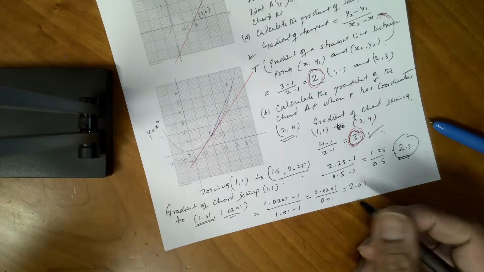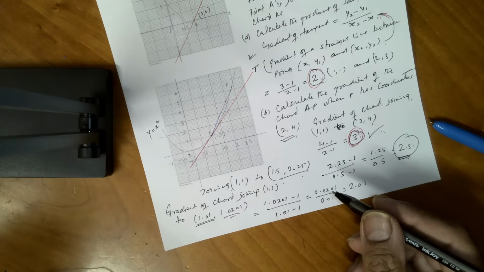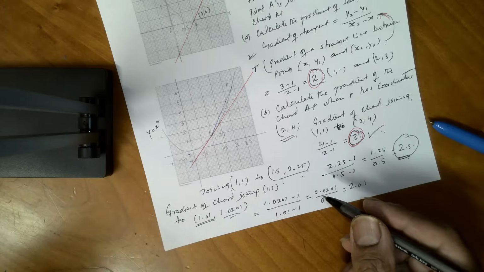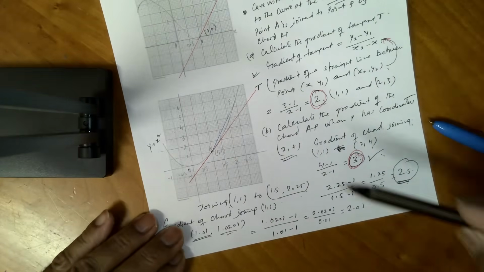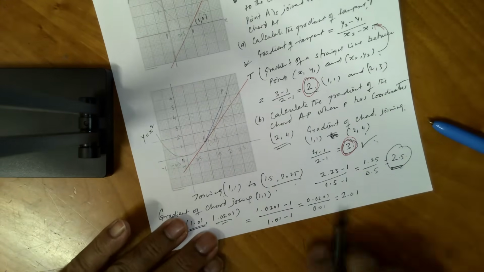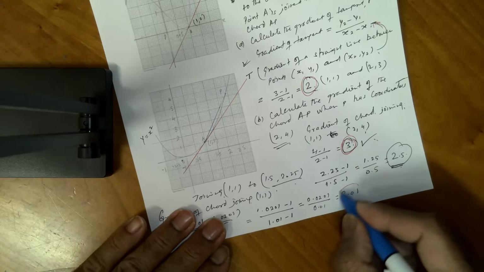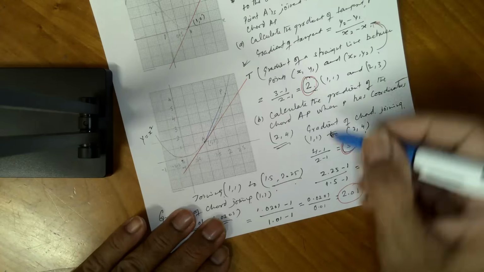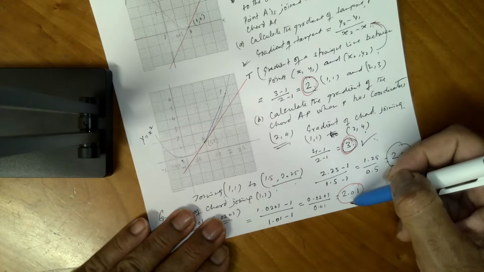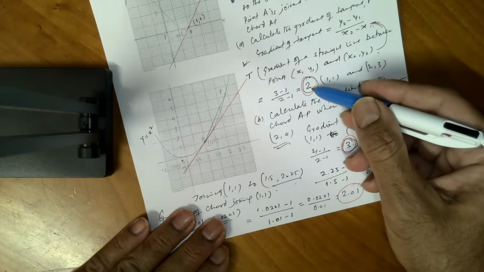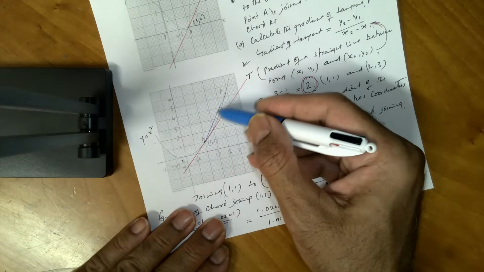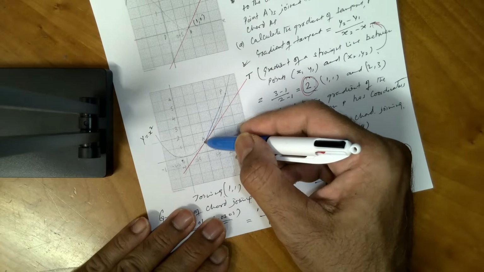Okay, now you see, from here 2.25, you got 2 here, so you see here you are very close to 2, so you are very close to 2 here as you're approaching towards 2.